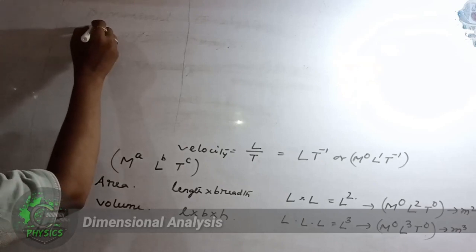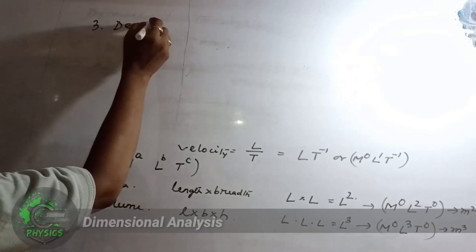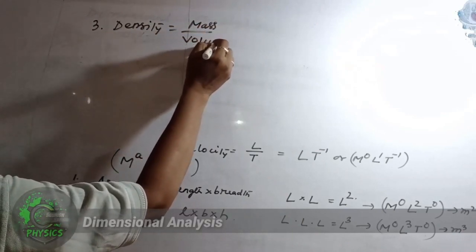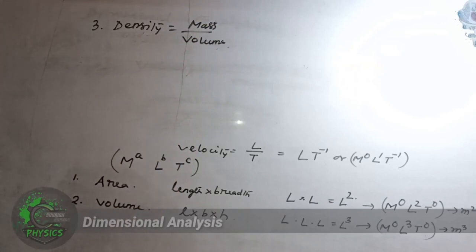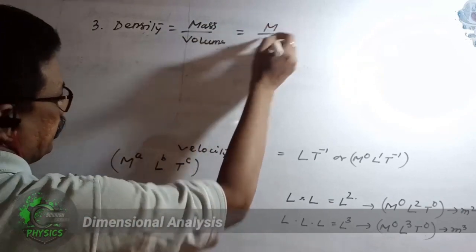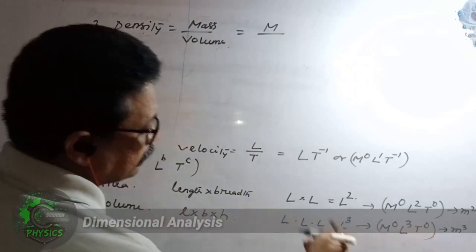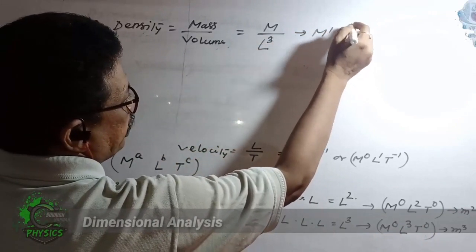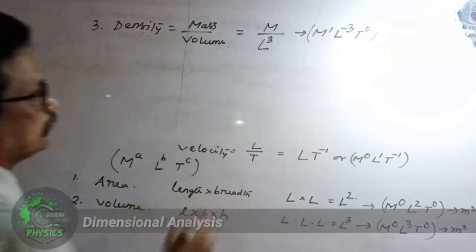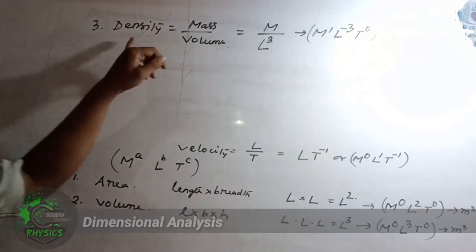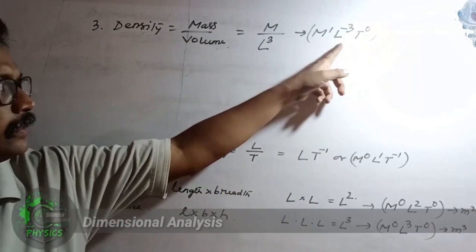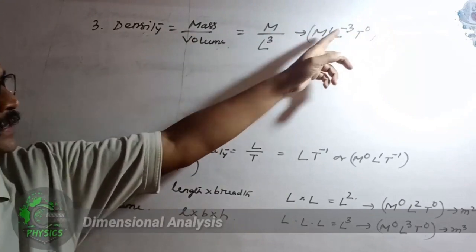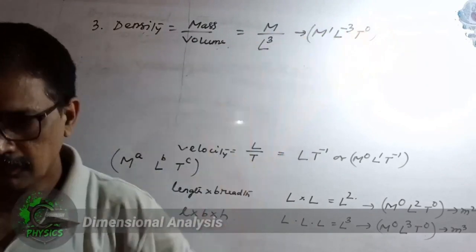Now let us consider density. What is density? Density equal to mass divided by volume. Mass is M and volume, just now you have seen, is L3. So it is M1 L minus 3 T0. So we can say that the dimensional formula of density is M1 L minus 3 T0. So density has 1 dimension in mass, minus 3 dimension in length and 0 dimension in time.